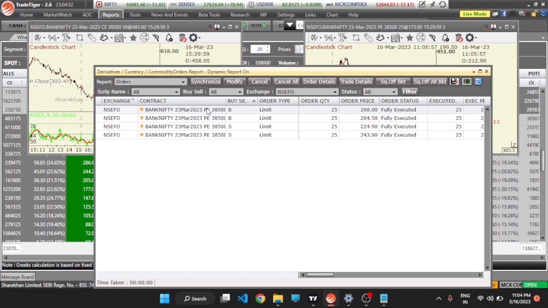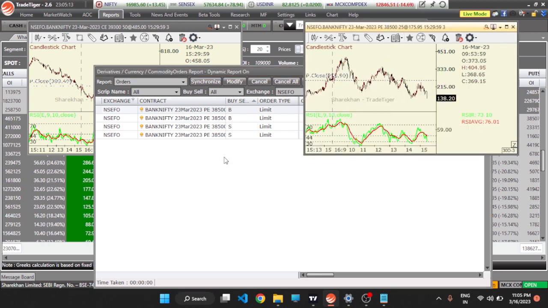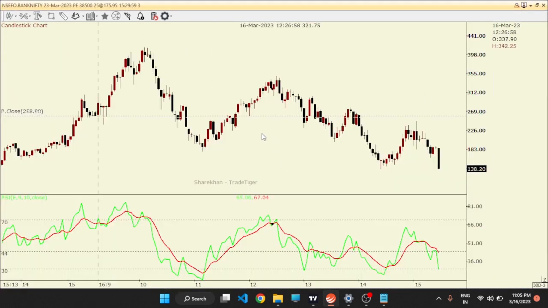Today I traded only on the P side, because on the C side I missed the second opportunity. At the first opportunity, I don't know why I didn't take a trade, but I missed the second opportunity, so I took a trade on the P side. As you can see here, I took a trade at 260. This trade I did near this candle, 260. The closing was at 268, and I took the trade 10 seconds before the candle closing. I mean, still 10 seconds were remaining.